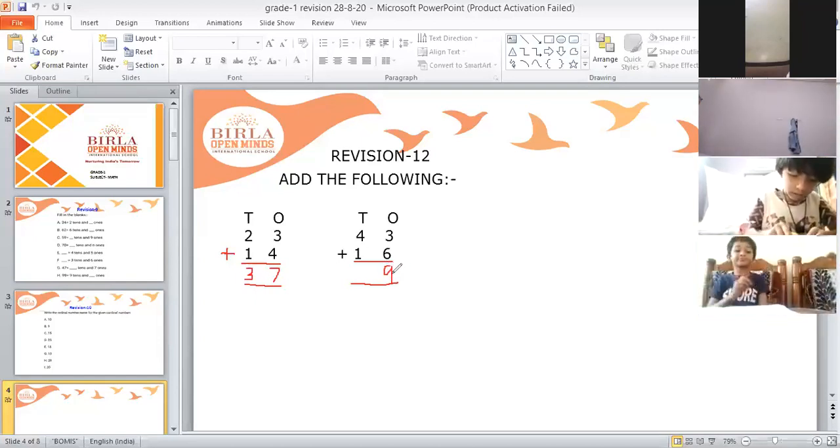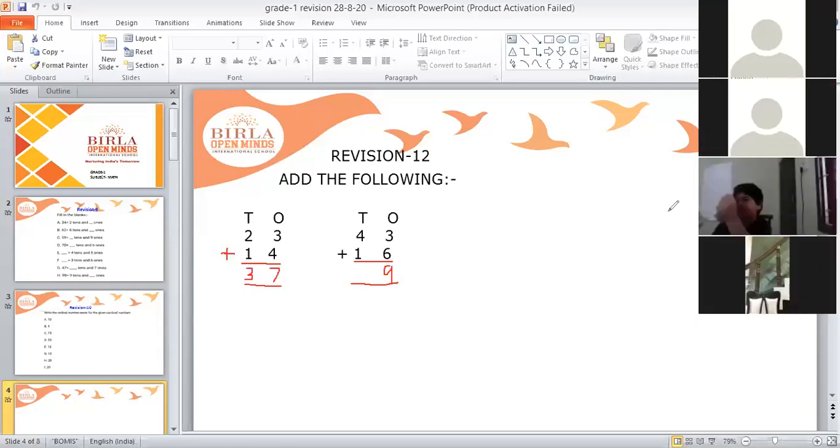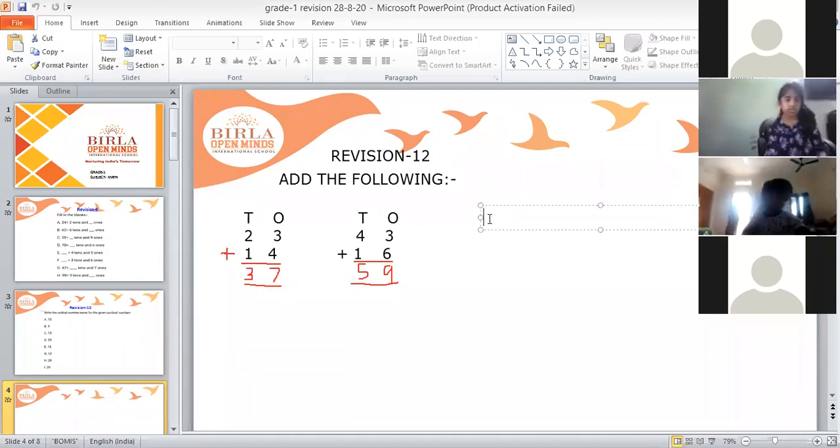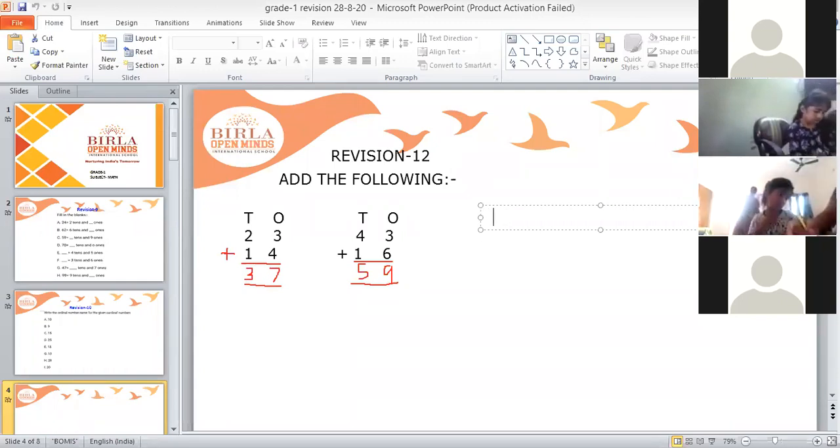And what are the numbers in tens place? 4 plus 1. So, 4 plus 1 equal to? So the answer is 59. Very good. That's the correct answer. Very good, Janvi. So children, the answer is 59. Okay. So now next question. Children, write down the next question.